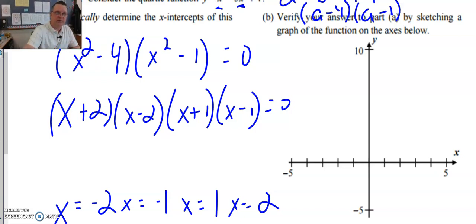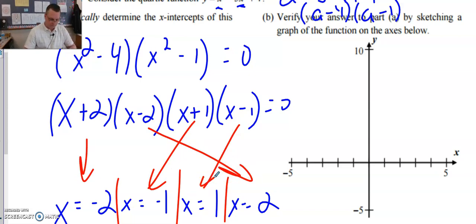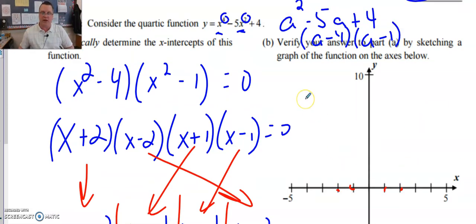Let me put some lines between these here. That's how you get them all. So the x plus 2 is right down here, that's the x minus 2, x plus 1 gives you that one, x minus 1 gives you that one. Verify your answers to part A by sketching a graph of the function on the axis below. Negative 2, negative 1, 1, 2. What is the y-intercept? 4, somewhere around there.